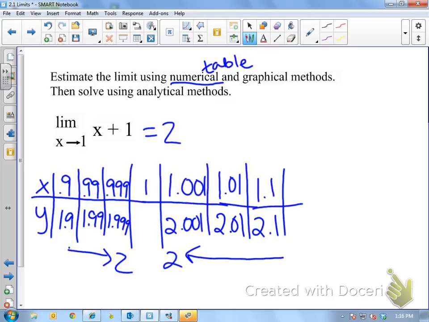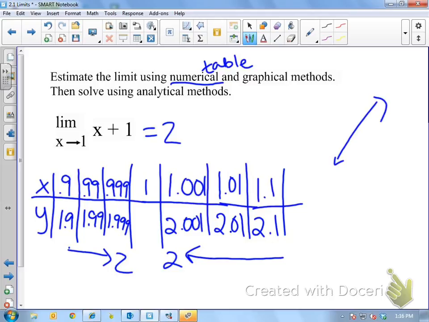Anytime we have the variable x, it's not x squared, it's not x cubed, it's just x, we have a line. This is a line. So if it's just a line, are we going to have any weird things going on, holes, jumps? No, just a plain old line.